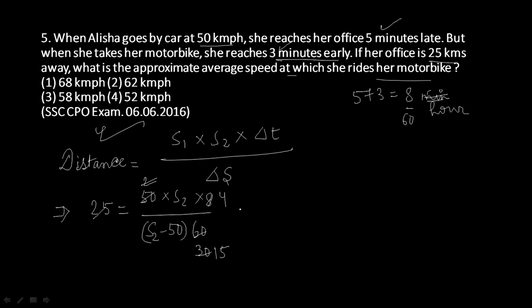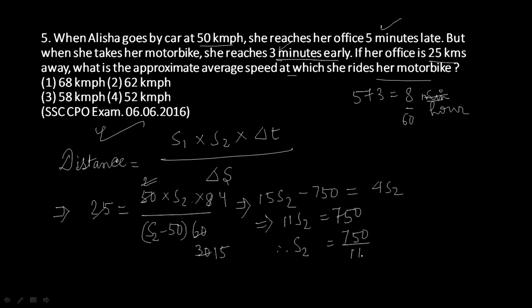Anything more? I don't think so. So it will be 15s2 minus 750 is equal to 4s2, right? So it will be 11s2 is equal to 750. So s2 equals 750 upon 11. So it is 68.18, so 2 will be remaining, but the question asks for the approximate average speed. So the approximate speed will be 68 km per hour.